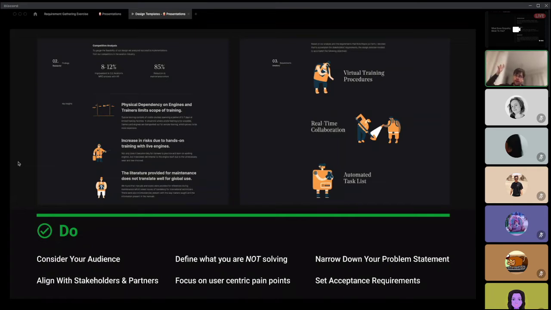I think I mentioned that earlier, but if I have a problem with hundreds of different things we're trying to do, even just specifying some of the problems we're not worried about right now, and that we're only focusing on these individual issues, is important. Focus on user-centric pain points, narrow down your problem statement, and set the acceptance requirements with, say, a project manager or engineer.